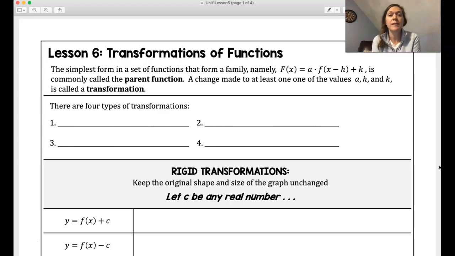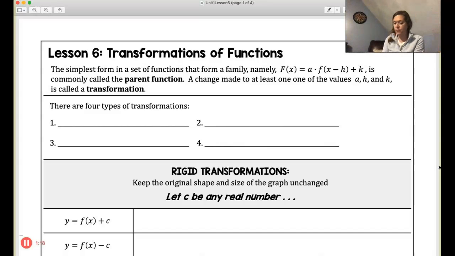So the simplest form in a set of functions that form a family, namely f of x is equal to a times your function of x minus h plus k, is commonly called the parent function. A change made to at least one of the values a, h, and k is called a transformation. So you have 4 different types of transformations that could potentially occur. And if you remember back to your geometry days, you probably went through all these different types of transformations.